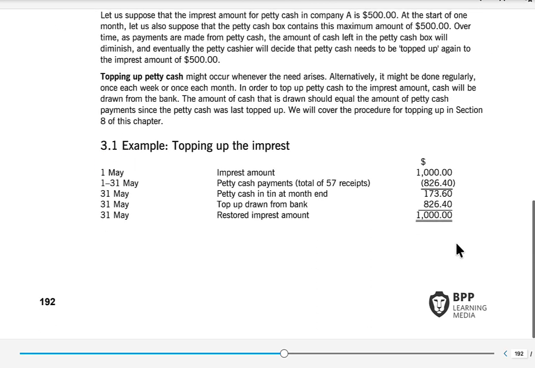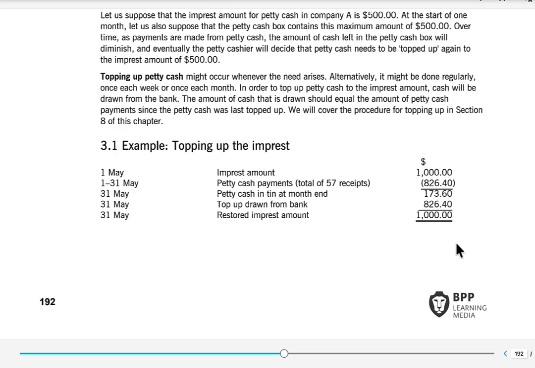3.1. Example, topping up the imprest class. In this example, we are practicing how to top up petty cash under the imprest system. Remember what imprest means. Imprest means the petty cash float stays at a fixed amount all the time. So every time the money in the petty cash tin goes down, we refill it back up to the fixed imprest amount. In this example, the fixed imprest amount is $1,000.